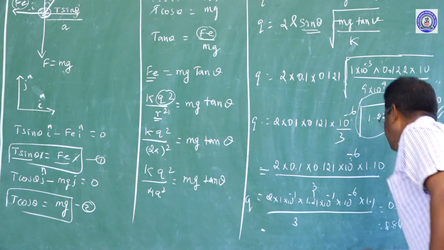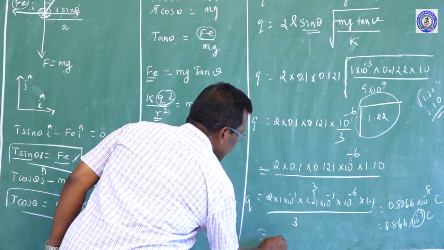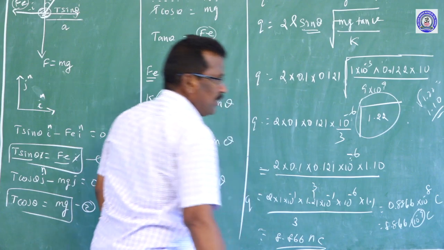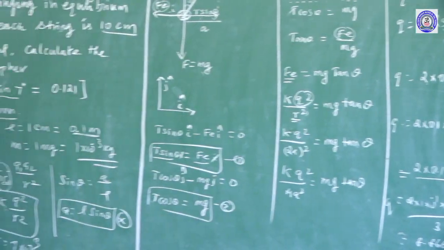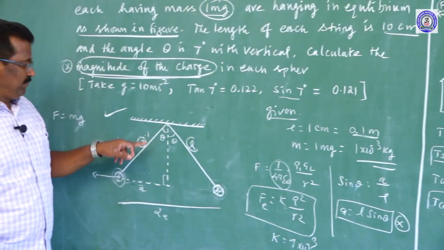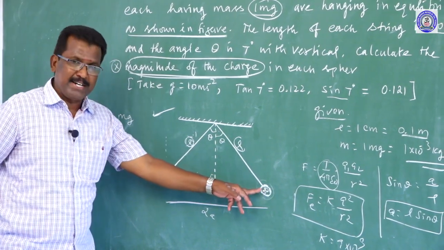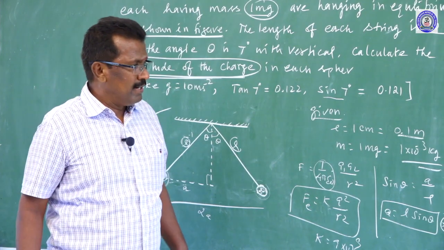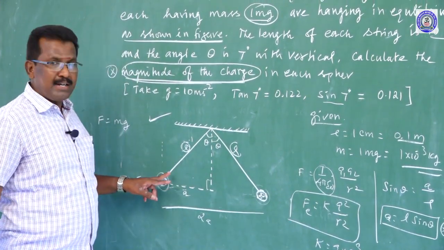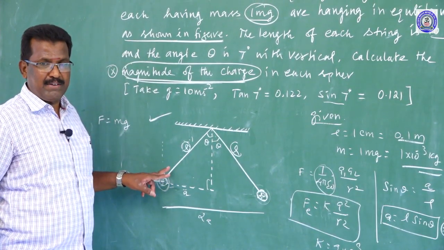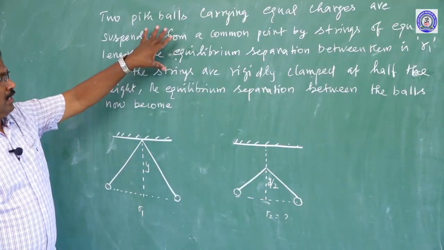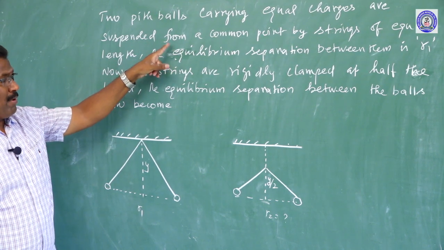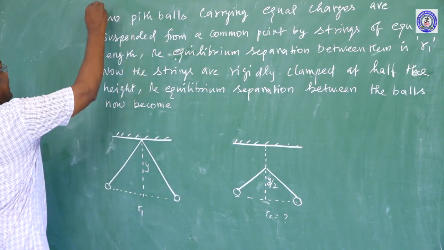So the answer is 8.866 nano coulomb. The charge of each sphere suspended from the thread, kept a meter apart, each charge is 8.866 nano coulomb. This is the answer given in your textbook. This is a problem based on the previous one. This is a problem asked in the NEET examination 2013.